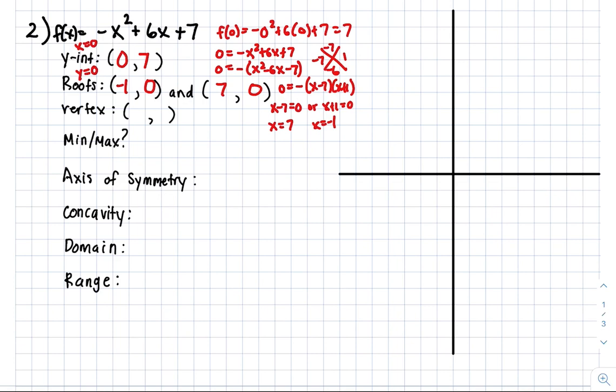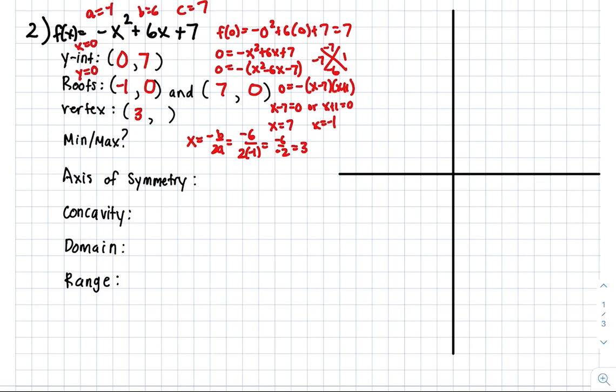Okay, your vertex, right? Your x value of your vertex, you guys, is -b over 2a. So your a is -1, your b is 6, and your c is 7. So -b over 2a, that's going to be -6 over 2 times -1, which is -6 over -2, which is 3. So our x value for the vertex is 3.